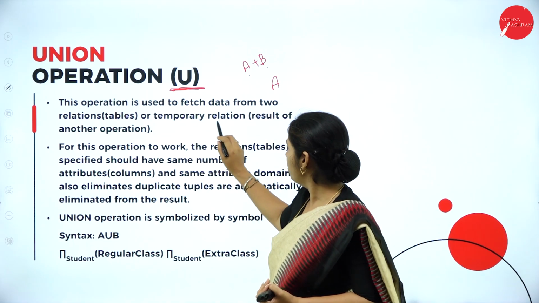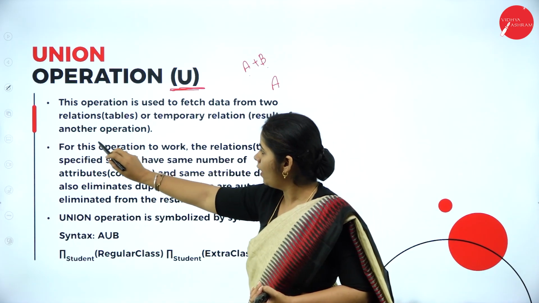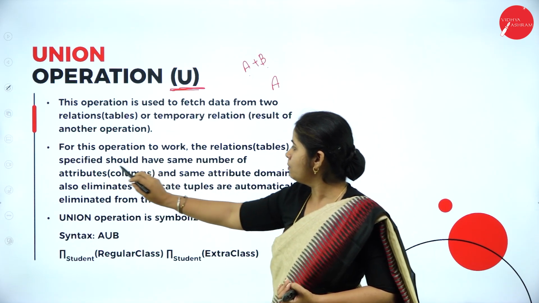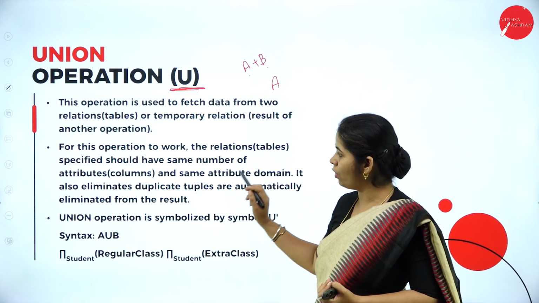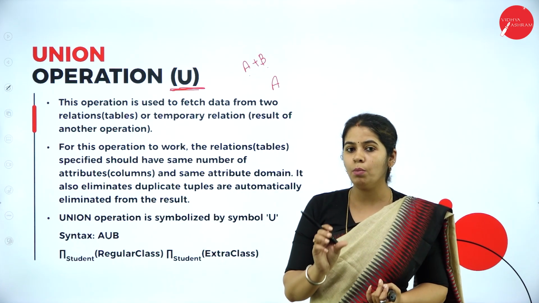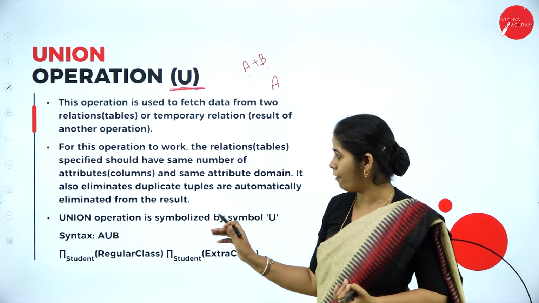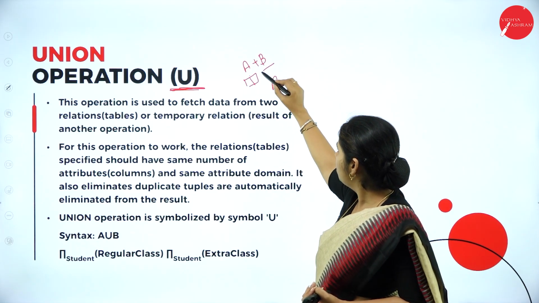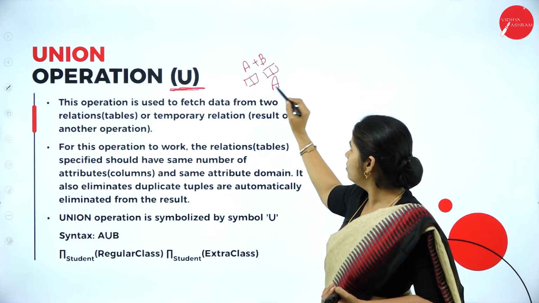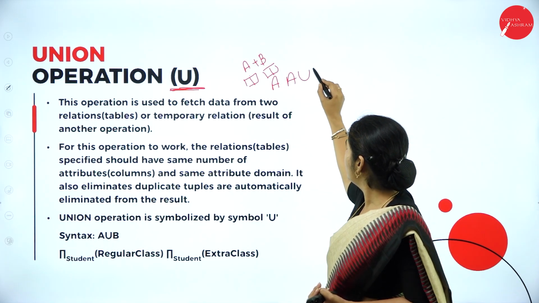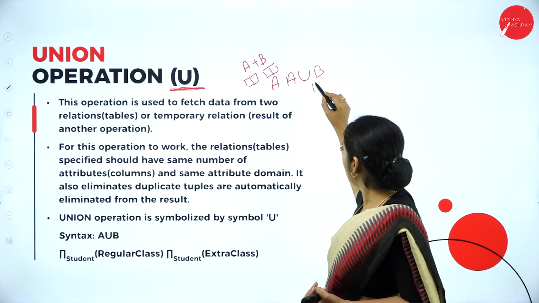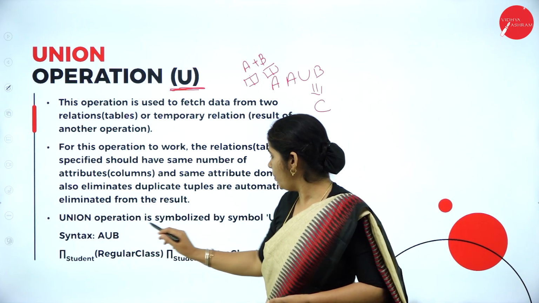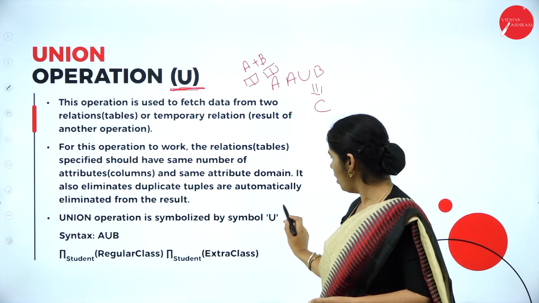The tables are temporary relations, the result of another operation. For this operation to work, the relations specified should have the same number of attributes, the same number of columns. If A has two columns, B must also have two columns. Then we can do A union B, resulting in one more relation called C. The union operation is symbolized by the symbol U.